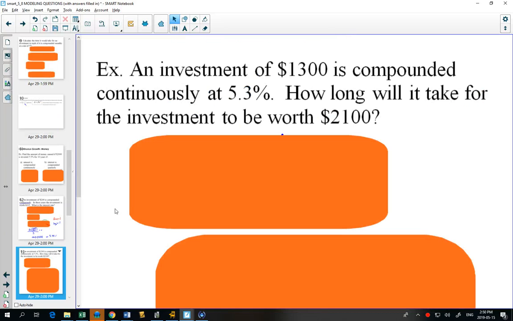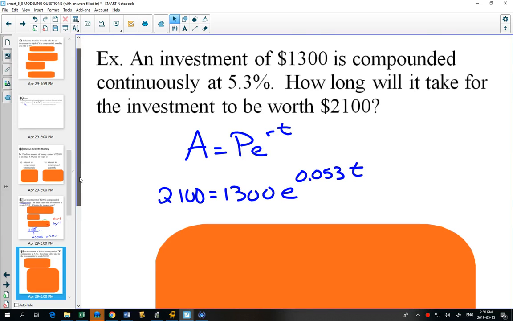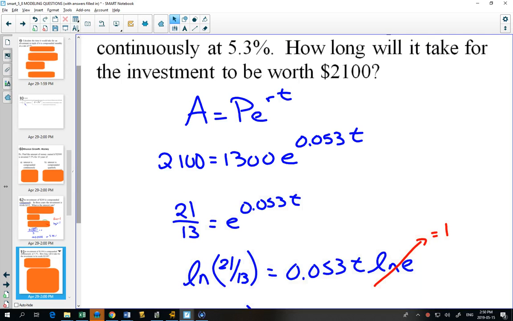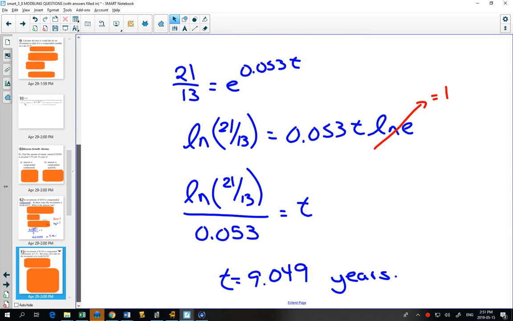All right, let's check how you did. Plug things into the PERT formula. Again, I would start by dividing both sides by 1300 to make your exponent, or your power, all by itself. Then take the natural log of both sides. Natural log of e is 1. That exponent can come out in front with your log law. Divide by 0.53.